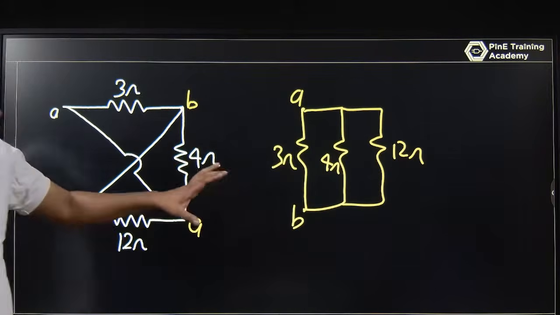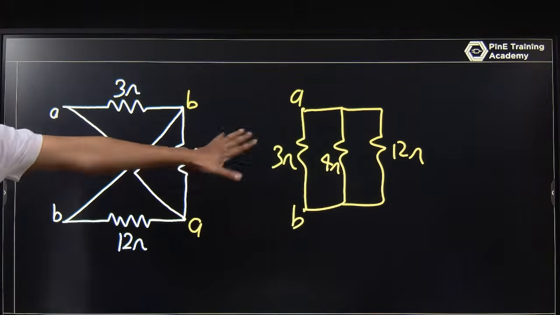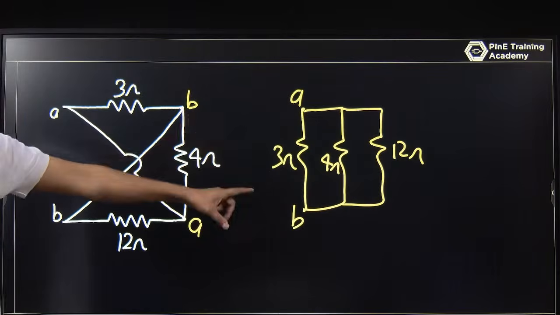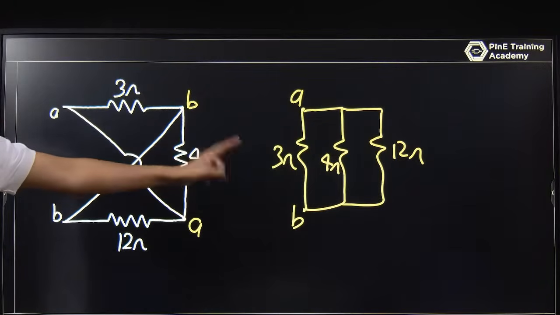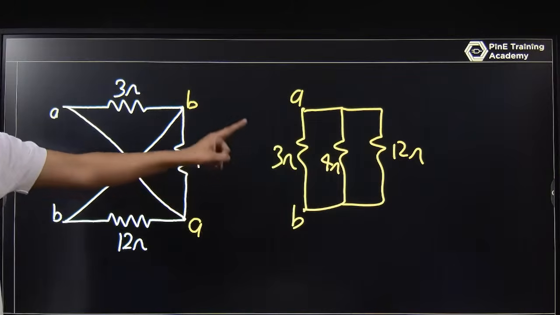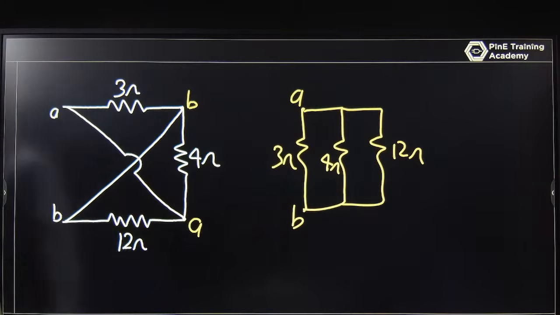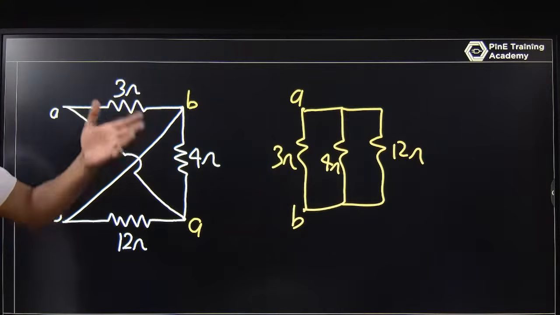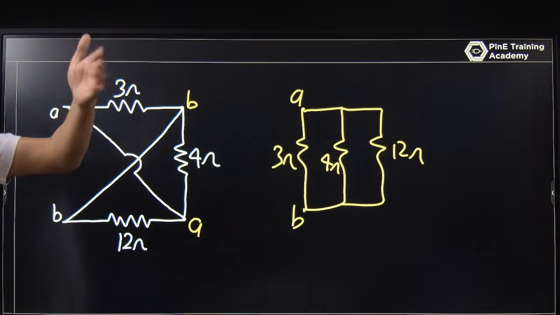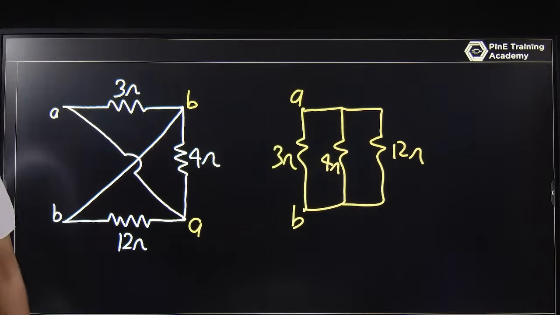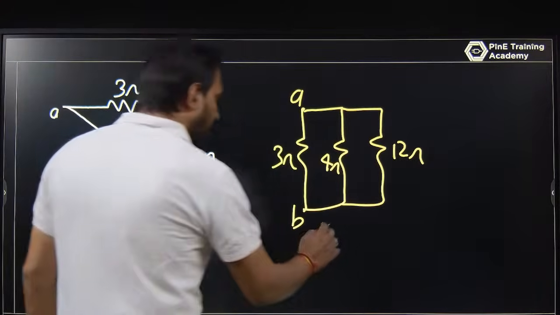By looking at this question and those values, I can say that the minimum value, the RAB should be less than or equal to 3. Less than or equal to 3. So whenever you have options like 4, 5, 6, 3 and something, just find it. So what is RAB?